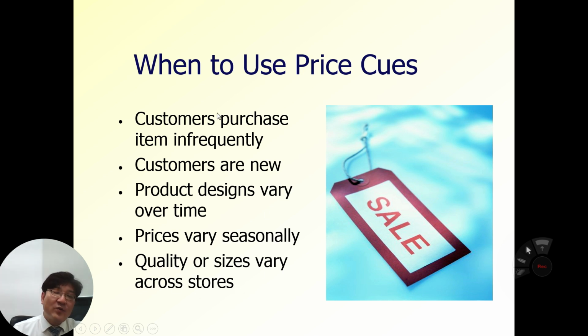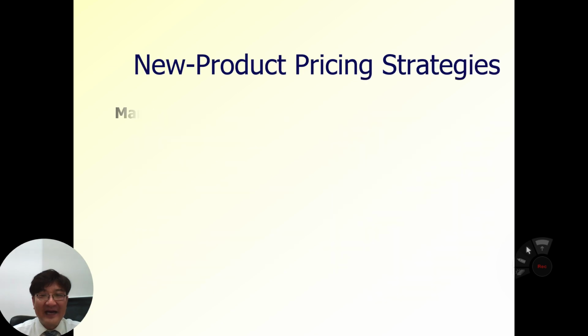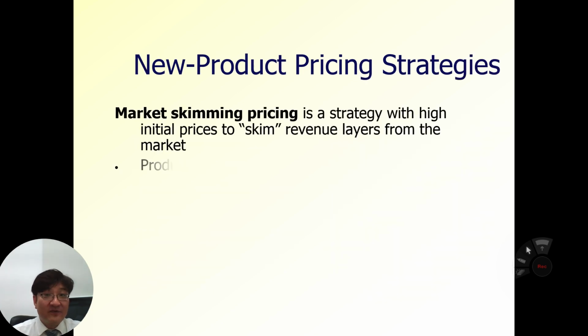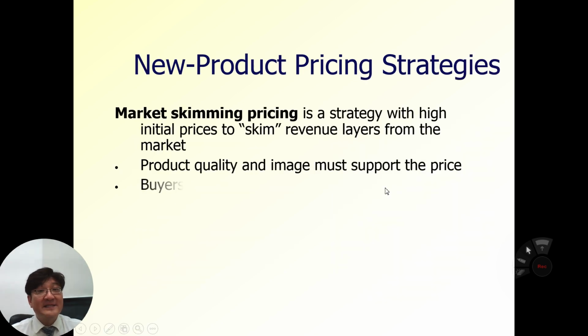What is the commonality of all of these conditions? Again, the lack of information. When customers lack information about the price, this sales tag works better. It sounds like a fraud, but that's what it is. All right, now let's move on to pricing strategy.